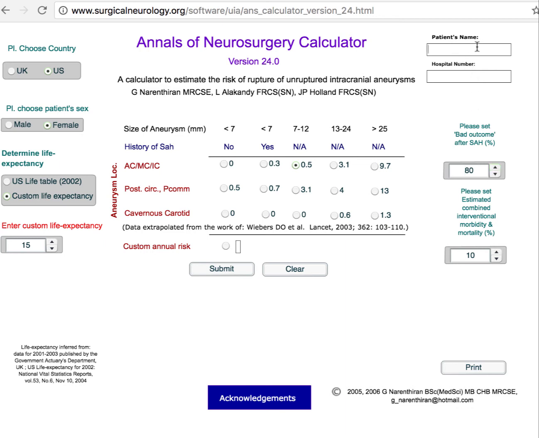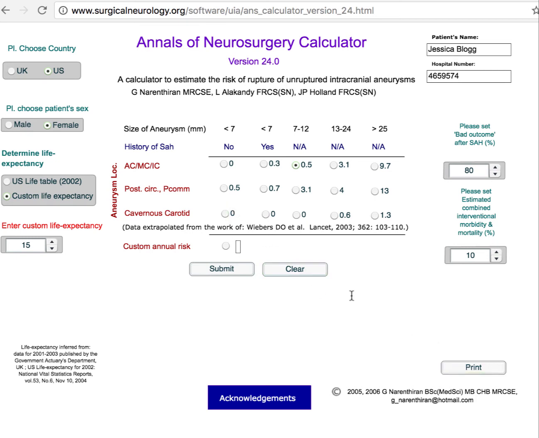You can put the patient's name here. Let's say Joy. Did we say it was a female? So let's say it's Jessica Blog, and if there's a hospital number, which I don't have, just in theory, then you can put it, because you can print out this outcome with this report.